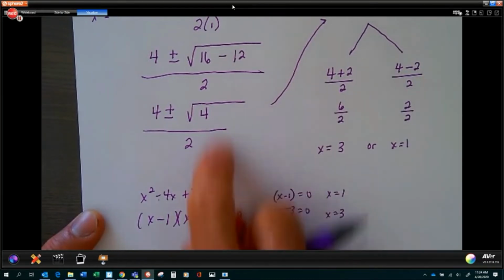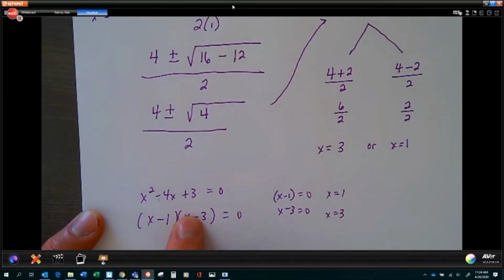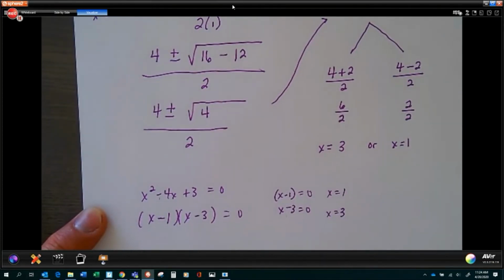Again, I could solve it by graphing, factoring, or the quadratic formula. And you're going to have to make a choice coming up on tests and assignments of which way you want to solve that.